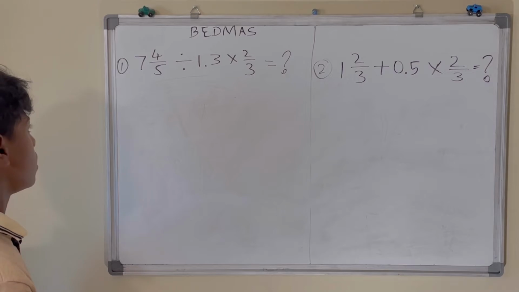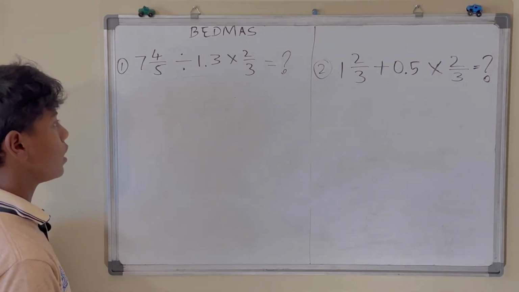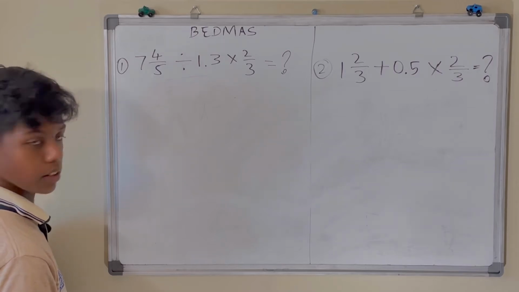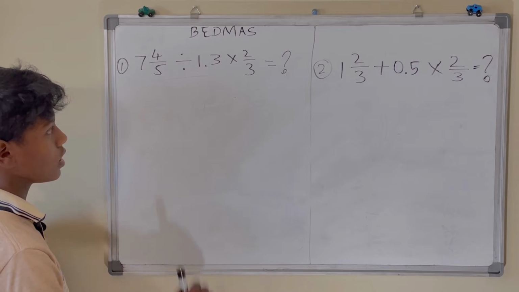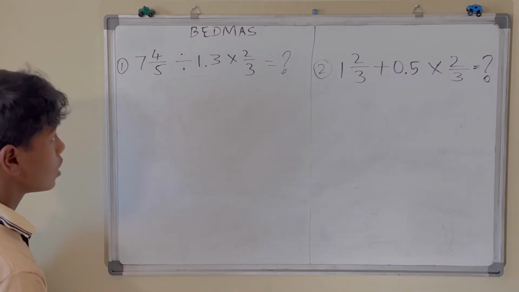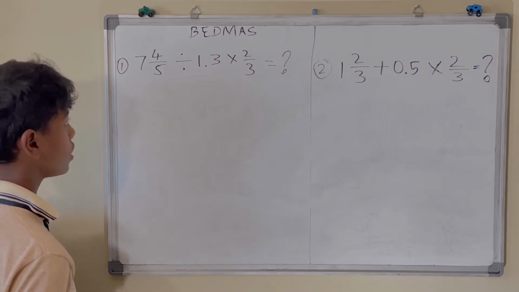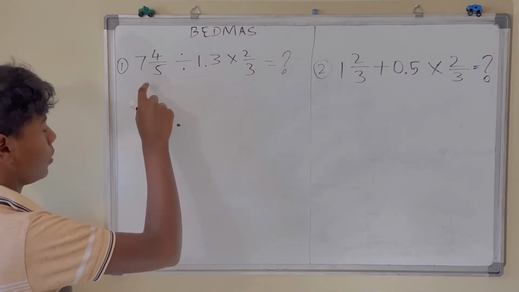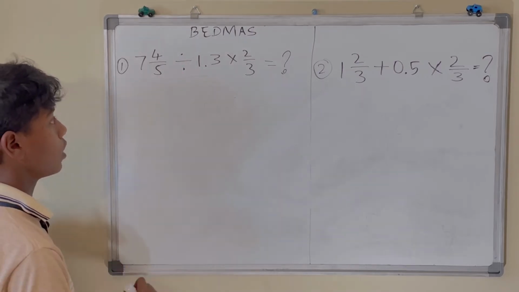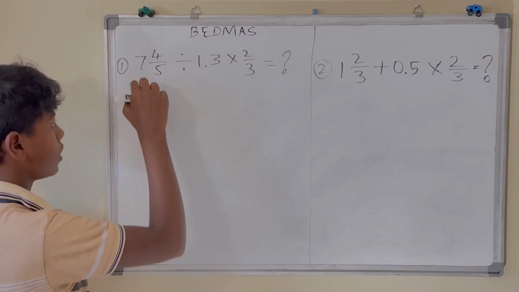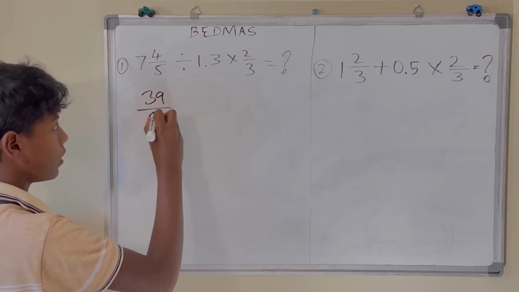So question 1. 7 4/5 divided by 1.3 multiplied by 2/3. So here in this video we're going to be doing order of operations questions with decimals. So first of all, let's turn this into a whole fraction question. So our mixed number, 5 times 7 plus 4, 5 times 7, 35, 35 plus 4, 39 over 5.